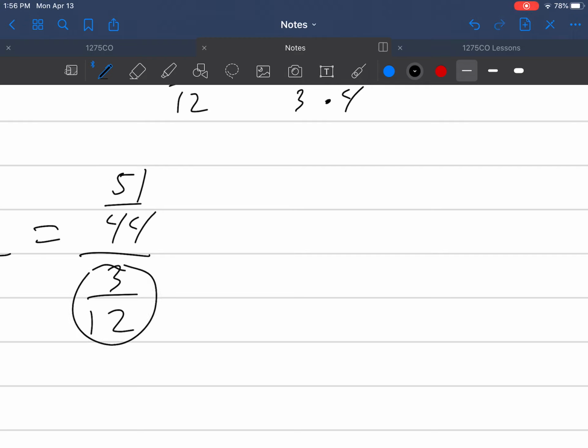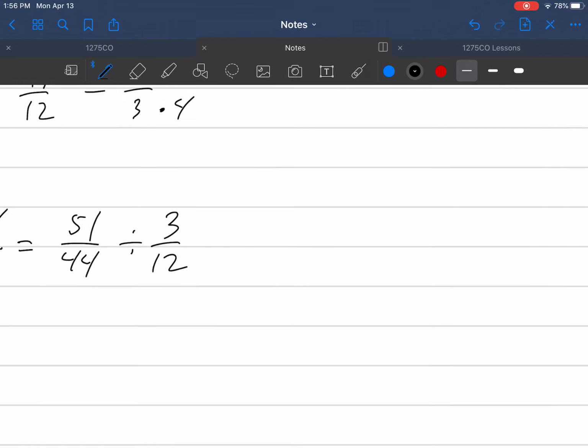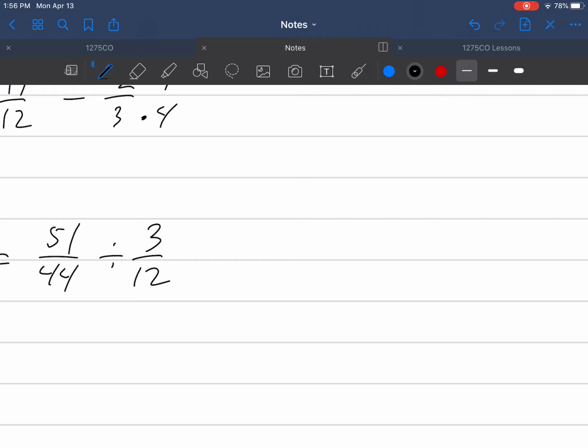And now we have a complex fraction with a single fraction up top, a single fraction on bottom. So we can now translate this into a division problem through our definition of a fraction. 51 over 44 times 12 over 3 is our new operation. So at this point we can cross cancel.